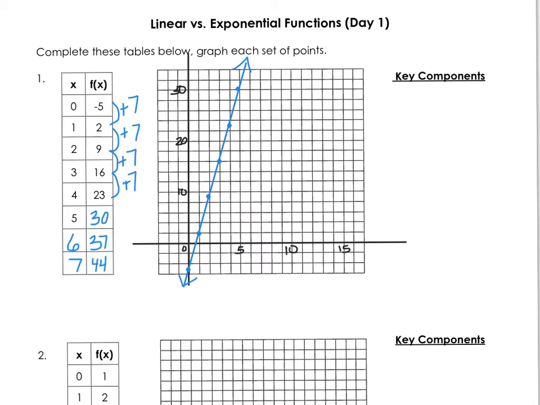Now, what are the key components here? Well, the first thing that I noticed is that the table showed me a constant rate of change, or adding 7 each time. The second thing is that it forms a linear function.